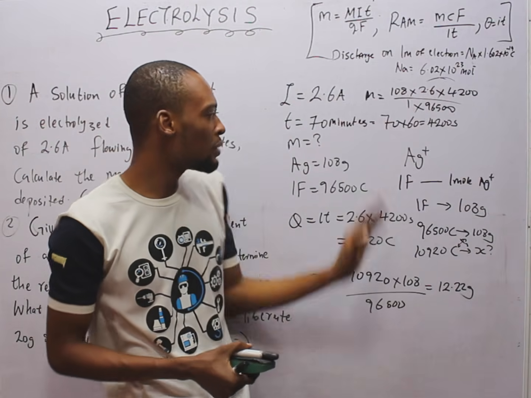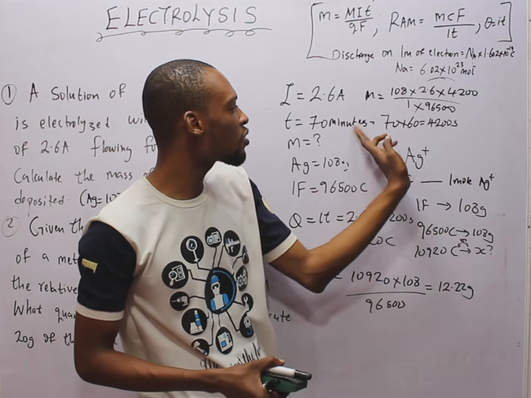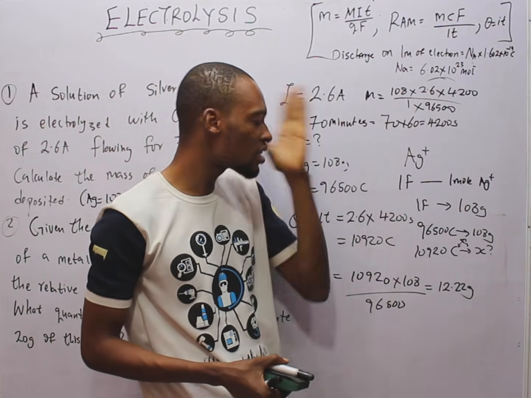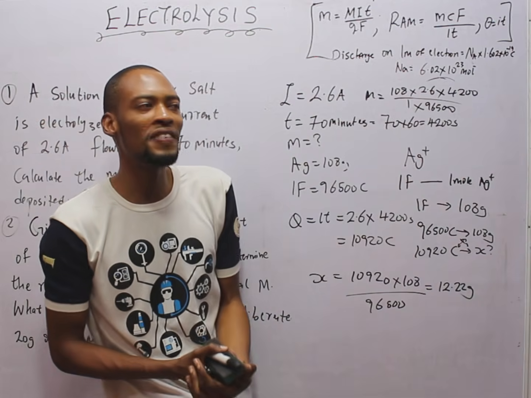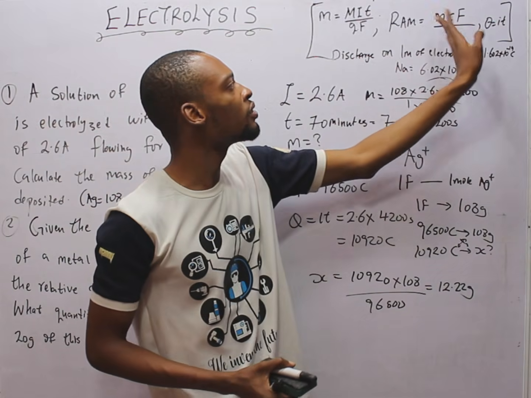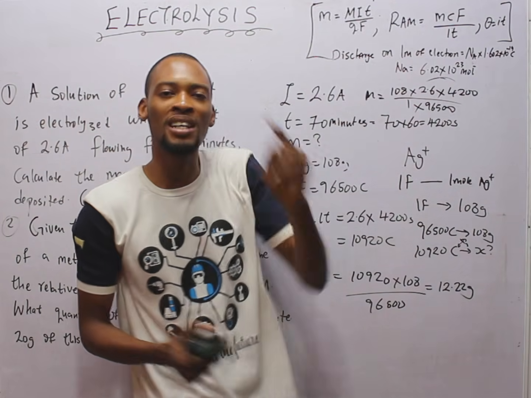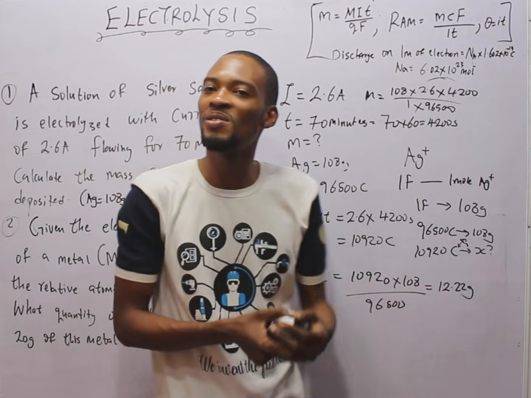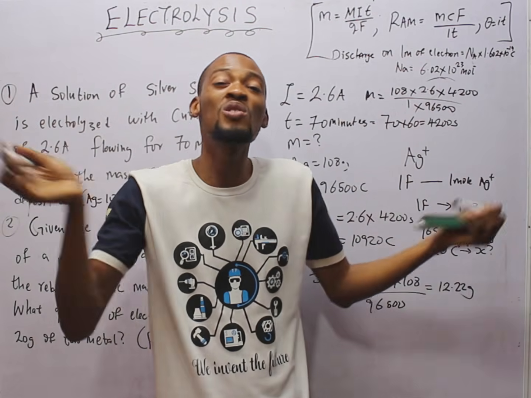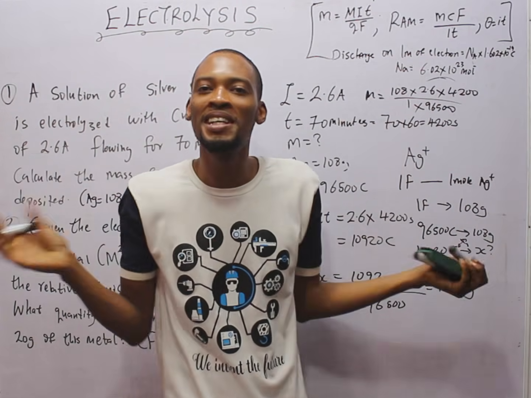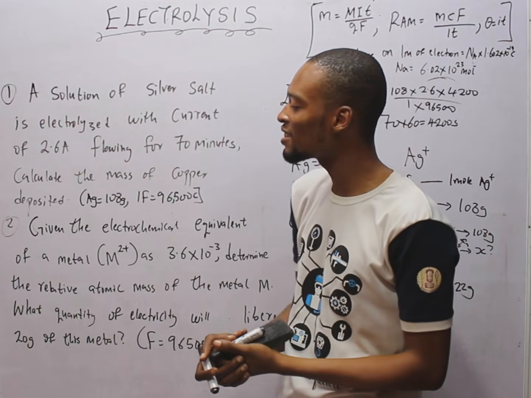Once you are given questions, bring out all your data, do the necessary conversion from minutes to seconds and others if necessary. After that, check all the ones you've been given. The one you are not given is likely what you are asked to look for. You simply substitute, you get your answer. So you can use it to solve hundreds, 200s, 300s of questions in your exam. So let's see the next question.